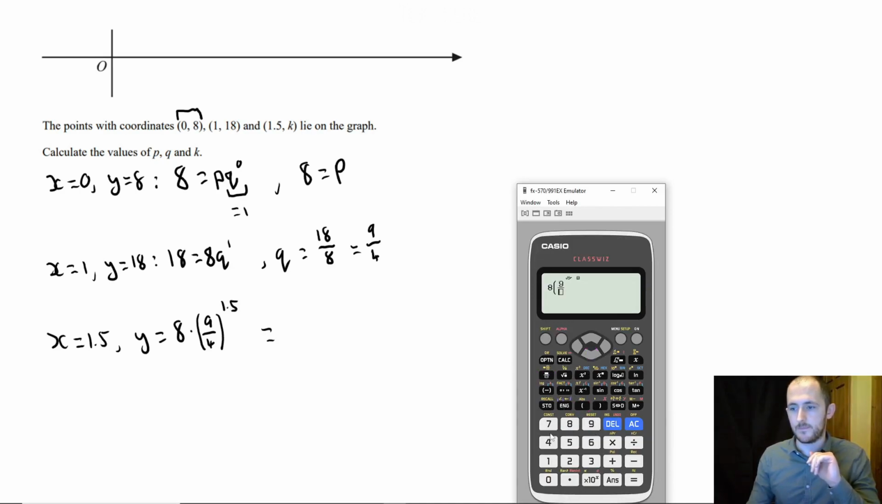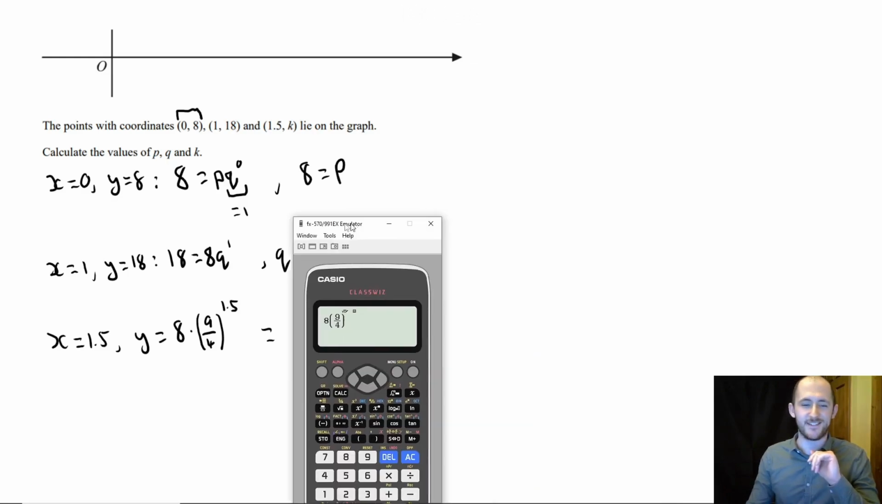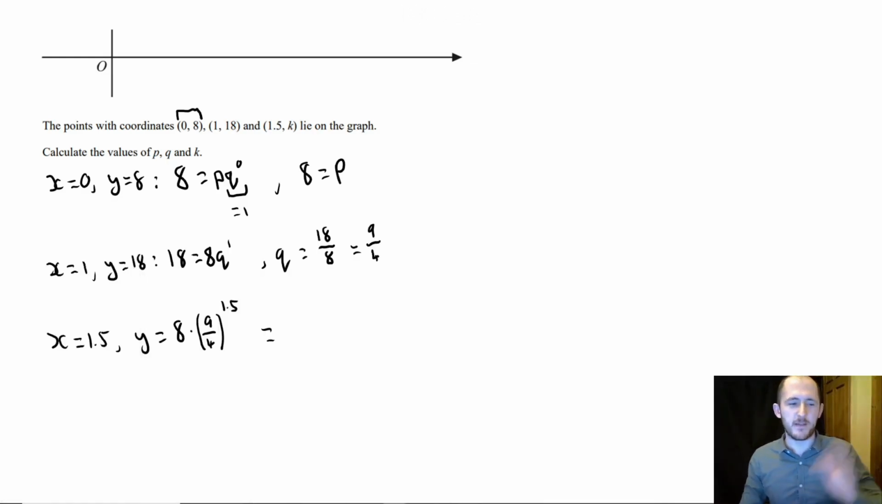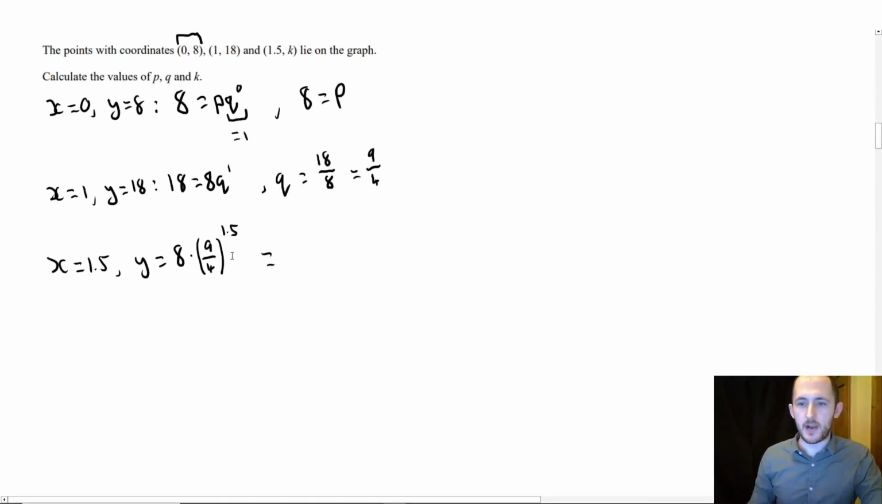So, 8... you want me to go through it? Okay, let's do it without a calculator. Let's make it a bit fun. A little bit fun. So the way I would do that is I'd say 1.5, right, so ignore these brackets, is 3 over 2.